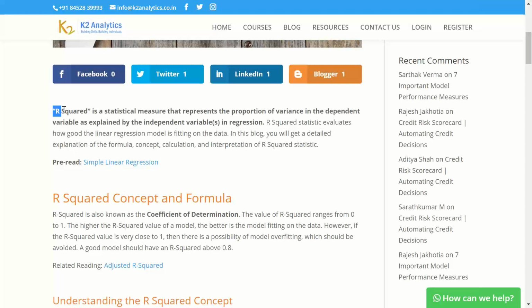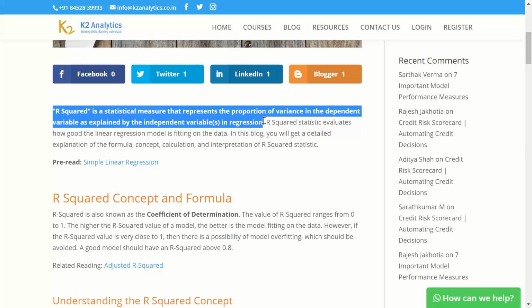R squared is a statistical measure that represents the proportion of variance in the dependent variable explained by the independent variable in regression. This is a very technical definition, but the concept I have already explained through the example. R squared is a measure which tries to tell us how much we are able to explain our dependent phenomena.